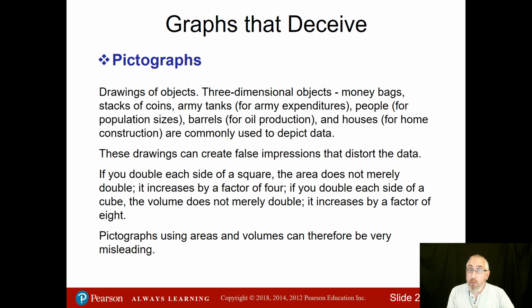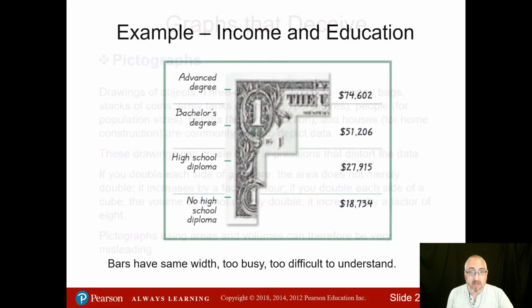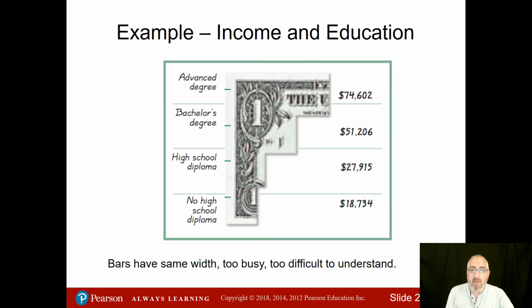And especially when you go 3 dimensions and you're looking at the volume of something, it gets even worse. So it says the volume does not merely double, it increases by a factor of 8. And you can kind of see that in the next few slides. So here's a case where they're trying to be fancy by using a part of a dollar bill, but it's just making it more convoluted. You can't really see the bars very well. It's just not abundantly clear. It's not a really good graph.